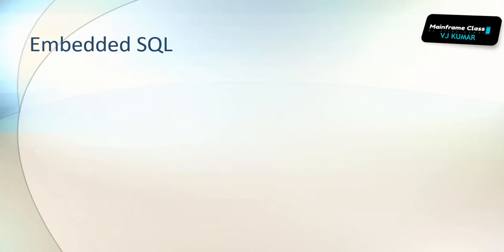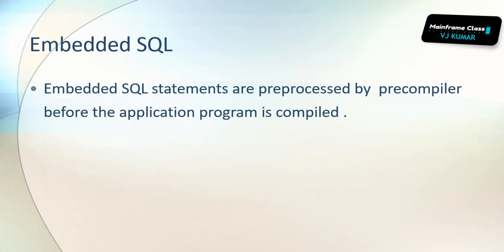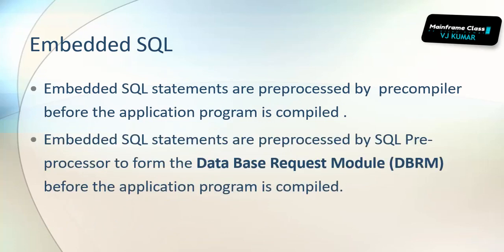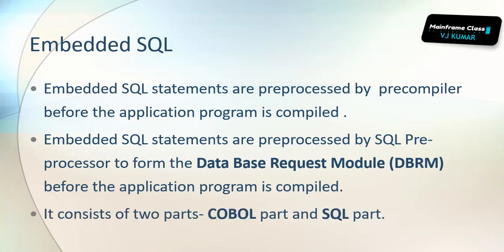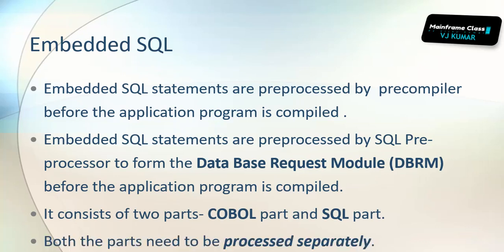Okay, now let's look at embedded SQL. Embedded SQL statements are processed by a pre-compiler before the application program is compiled. The embedded SQL statements are processed by an SQL preprocessor to form the database request module, which we call the DBRM, and it consists of two parts: a COBOL part and an SQL part. Both parts need to be processed separately. We will look into more details when I explain the COBOL compilation part, especially when using COBOL DB2.